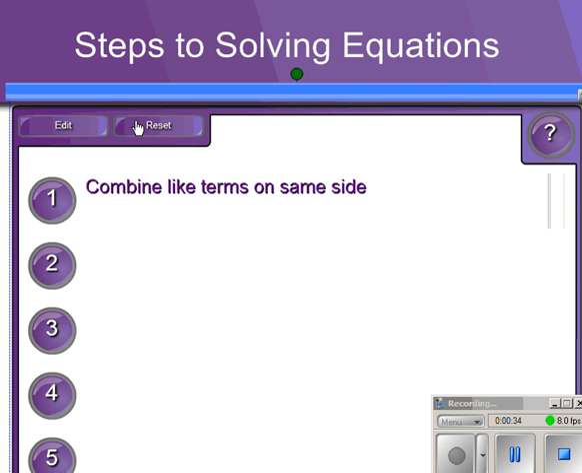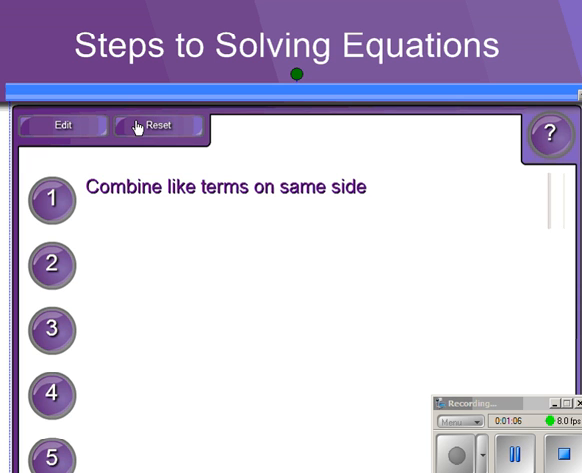This is the first step we talked about. The difference you will notice, it says combine like terms on the same side. We looked at the other slides. We talked about having an expression on one side, but the other side was just a constant. What we're going to start looking at is when we have expressions on both sides. So you'll have a variable on both sides, you'll have operations on both sides, and what you do with those. So you start by combining like terms on each side separately.